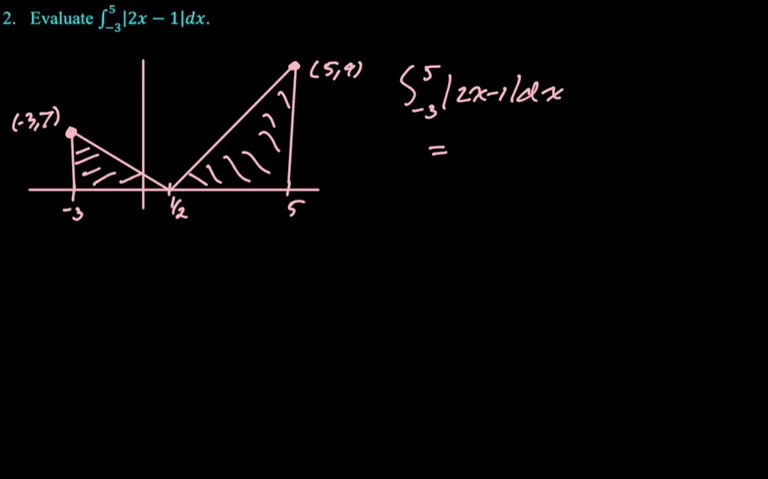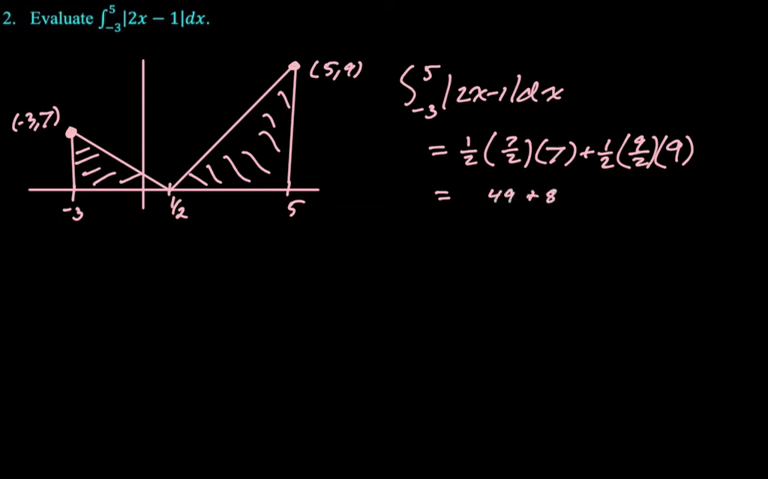Add up the triangles. So the first triangle is 1/2. The base goes from -3 to 1/2. So that's 3 plus 1/2. It's 7 halves is the base. And then the height is 7. Plus 1/2, you're going from 1/2 to 5. So that's 4.5 or 9 halves. And then the height is 9. So you're going to get 49 plus 81 all over 4, which is 130 all over 4, which is 65 over 2. So that's our answer. Handle it by graphing. But we've done so many of those. I don't know how many are exactly in all the previous problem sets, but it is a lot.